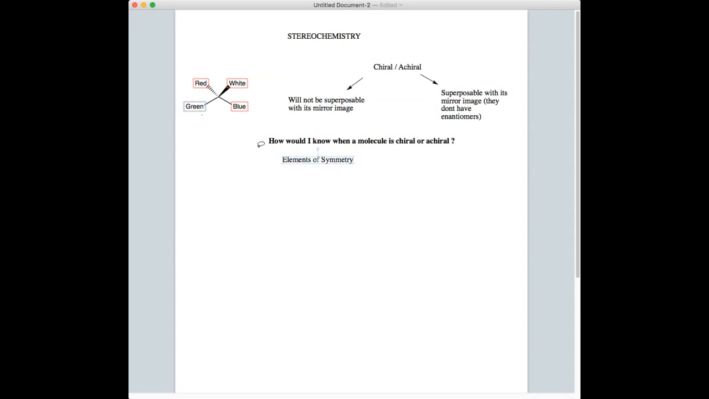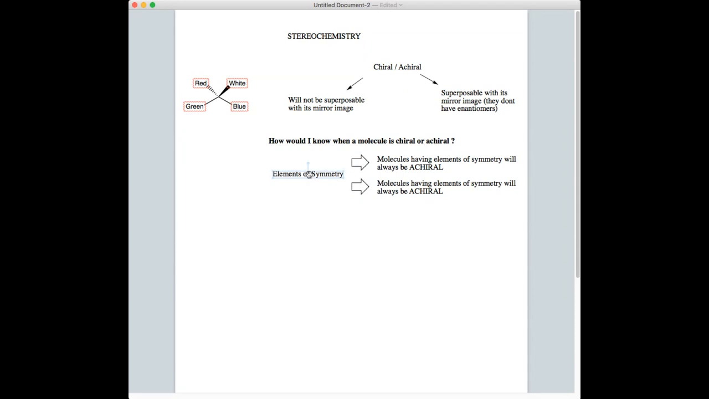Okay, meaning that, what exactly do I mean by that? So what I mean is that molecules having elements of symmetry, which I'll show what it is now, will always be achiral. And vice versa, molecules that do not have an element of symmetry will always be chiral. So I'm going to add this here.